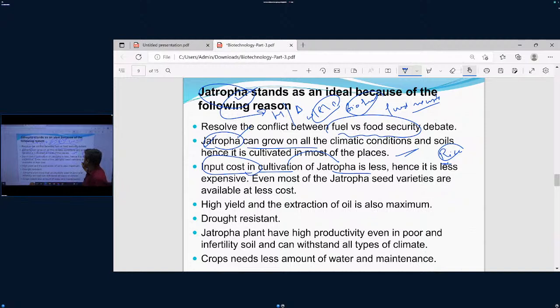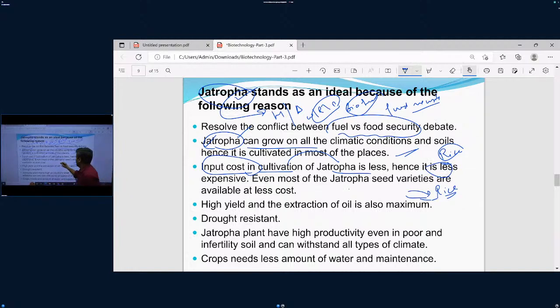For example, you know very well, suppose a farmer cultivates rice, so regularly they have to give water to these crops. If sufficient rain is there, then it is not required. Nevertheless, if rain is not there, then you have to give water from irrigation, with groundwater or from the canal. So a lot of input cost is involved. But the cultivation of the jatropha crop does not require a large amount of water. Whether sufficient rain is there or not, it will not affect the productivity of this crop. Hence the input cost is less, it is less expensive.